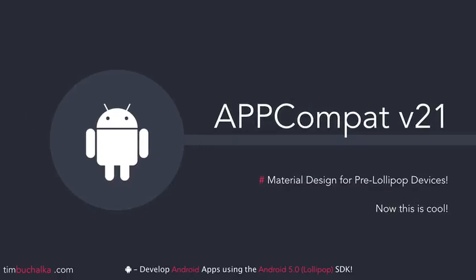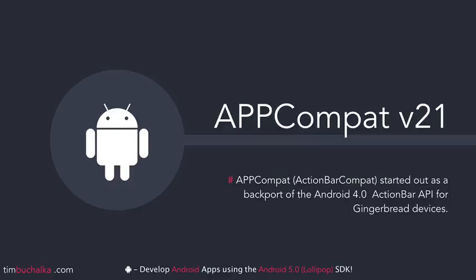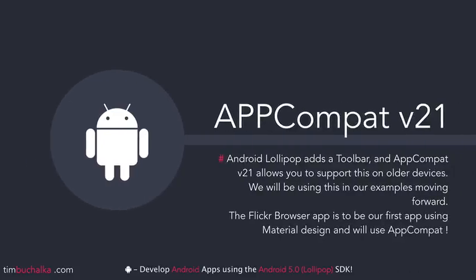The other cool thing is the App Compat library version 2.1, which of course is API 2.1, Android Lollipop. That has introduced material design for pre-Lollipop devices. Now this is seriously cool. Now App Compat has been around for a long time. Now it originally started out as a backport of the old Android 4 action bar functionality, which originally was targeting Gingerbread devices, but it's been updated by Google. So Android Lollipop adds a toolbar, and the App Compat v2.1 allows you to support this toolbar on older devices.